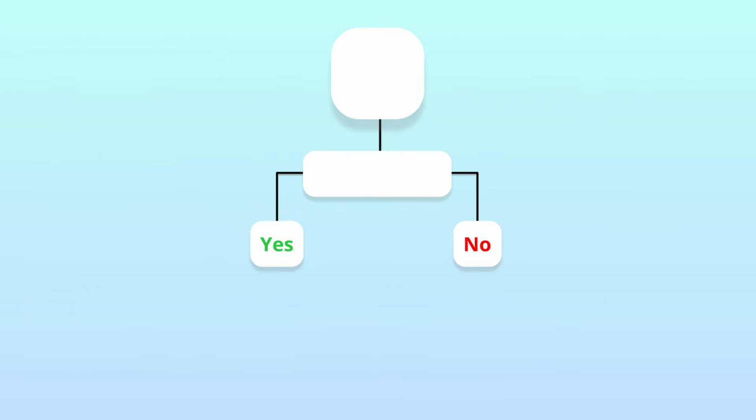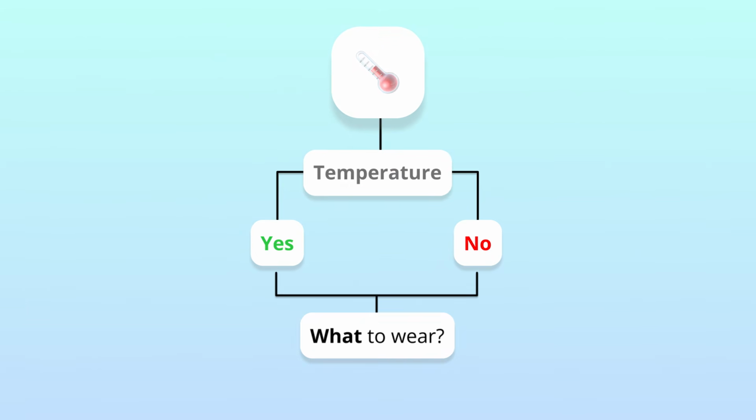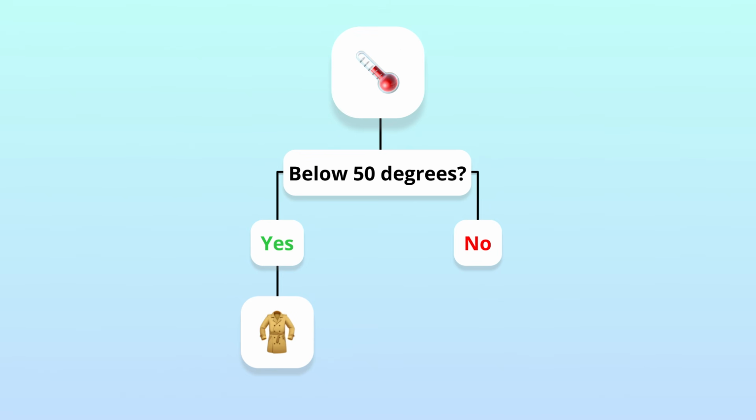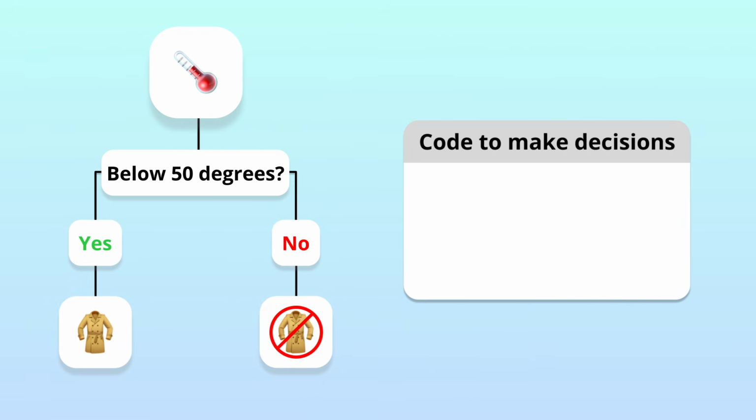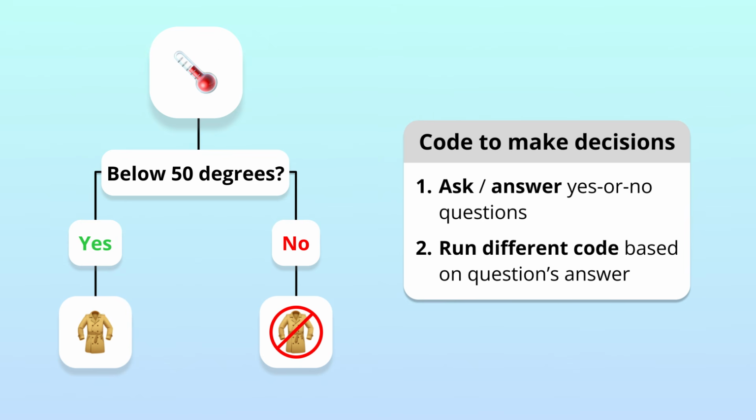Suppose we want to build a program that recommends what to wear based on the temperature. If the temperature is below 50 degrees Fahrenheit, the recommendation is to wear a jacket. If the temperature is 50 or higher, the recommendation is to not wear a jacket. To write the code that makes decisions like this, we need two basic ingredients. First, we need a way to ask a yes or no question and represent its answer. Second, we need a way to run different code based on the answer. Let's start by looking at the first ingredient.